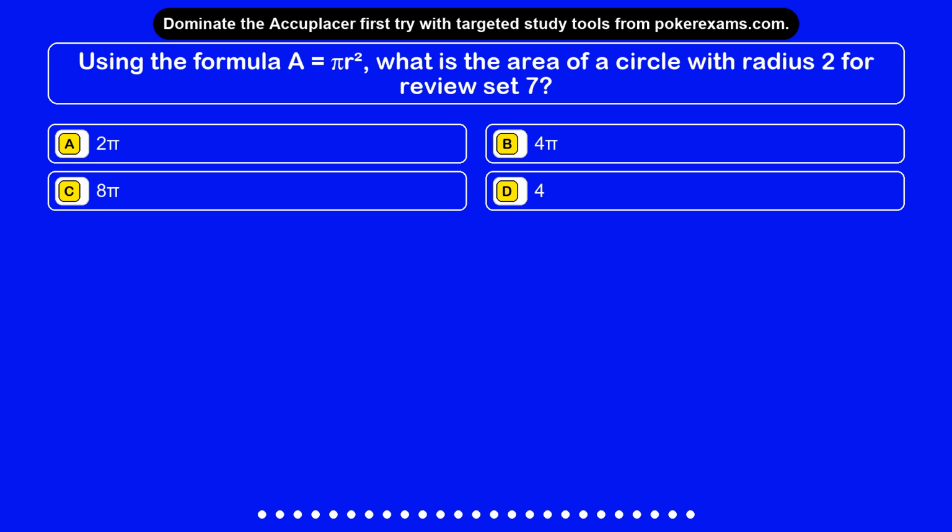Question 12. Using the formula A equals pi r squared, what is the area of a circle with radius 2 for review set 7? Option A, 2 pi. Option B, 4 pi. Option C, 8 pi. Option D, 4.